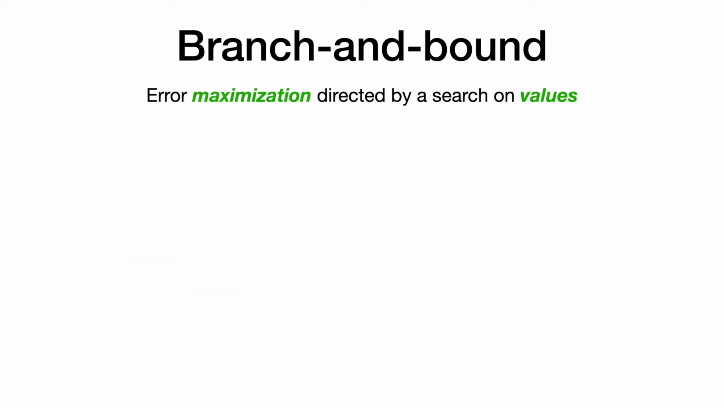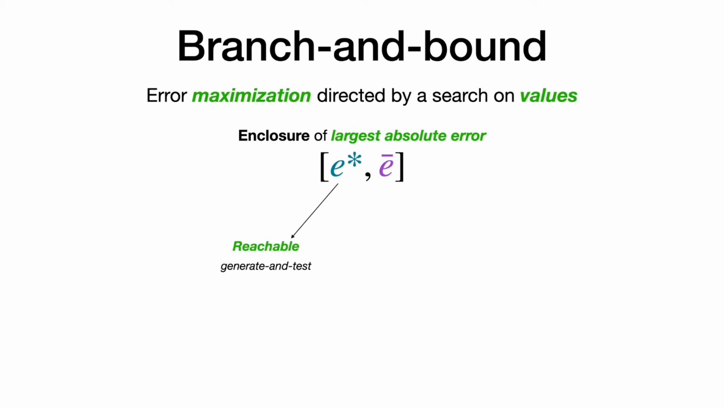For this, we use a branch and bound algorithm that does an error maximization directed by a search on values. This means that we will explore a finite search space over floating point numbers, thus guaranteeing termination. As I've said before, we compute an enclosure of the largest absolute error, where the lower bound E star is reachable and computed by a generate and test. The upper bound E overline is an over-approximation of errors that we compute with our constraint filtering.